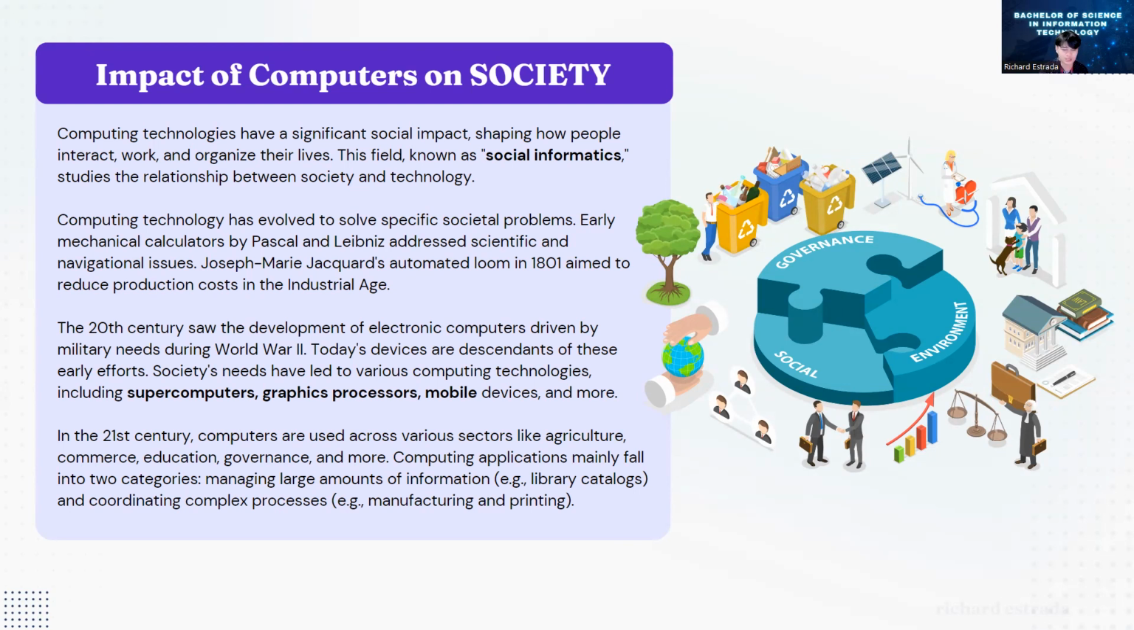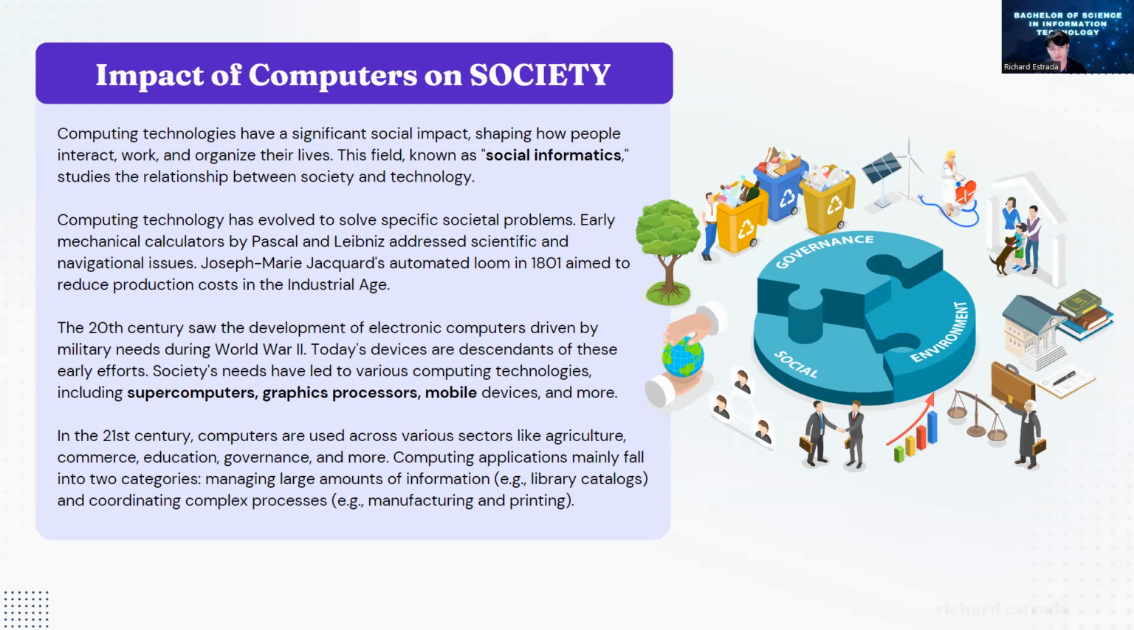And in the 20th century, there was a development of electronic computers driven by military needs during World War II. And today's devices are descendants of these early efforts. So society's needs have led to various computing technologies, including supercomputers, graphic processors, mobile devices, and more. And I believe these things have been discussed in the previous chapters, so I hope you haven't forgotten our topic. And then in the 21st century, computers are used across various sectors like agriculture, commerce, education, governance, and more. Computing applications mainly fall into two categories: managing large amounts of information and coordinating complex processes.